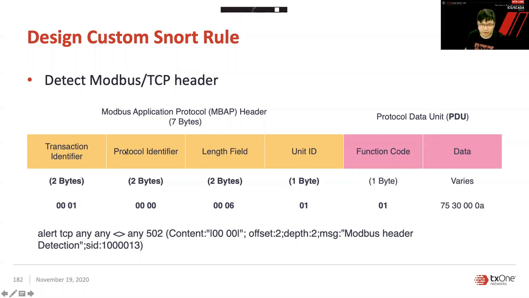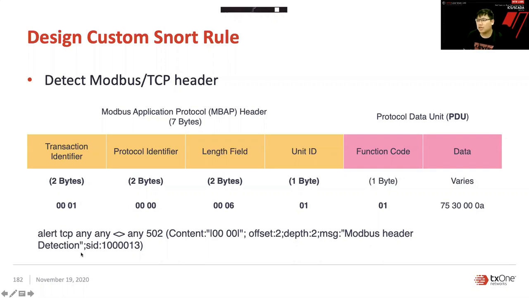This is the protocol identifier. You need to read and understand the protocol, and try to figure out some signature. For the Modbus header, the protocol identifier is 0, two bytes. So here the offset is 2, two bytes, and the message is: if Modbus detection, it is a Modbus header.